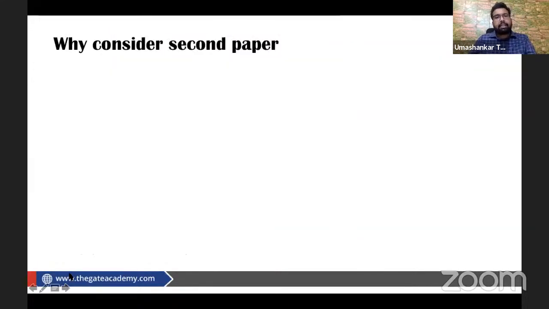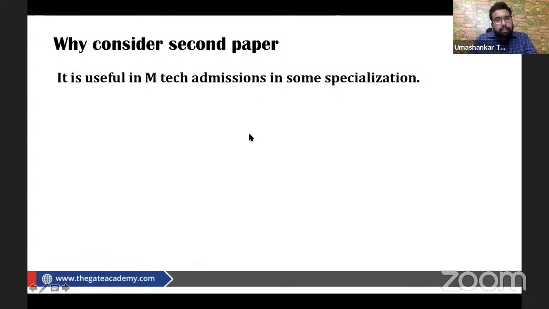So my second suggestion is, why should we consider the second paper? Definitely, it is useful in MTech admission in some specializations. For example, we have seen many examples like aerospace engineering, like industrial engineering of IIT Bombay, right? There, if you are combining ME with PI, that will be beneficial for you. Getting my point, beta? So basically, your second paper will be helping you in MTech admissions, and if you are able to get a good score in your primary paper, nothing can be better than that.